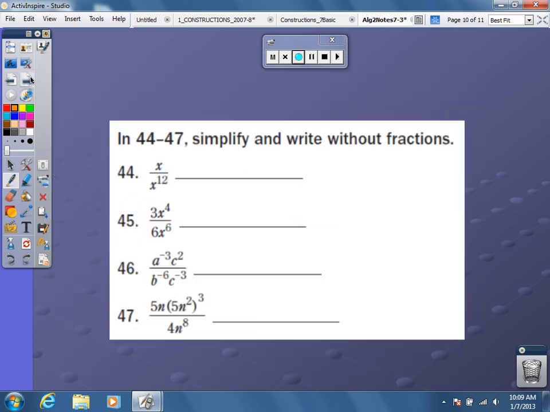All right. Write these without fractions. Okay, that's going to be x to the negative 11th because that's 1 minus 12, negative 11th, and this time they're saying negative exponents are okay. This will be 1/2. 4 minus 6 is negative 2, x to the negative 2.